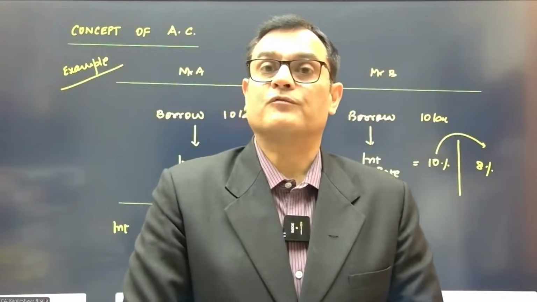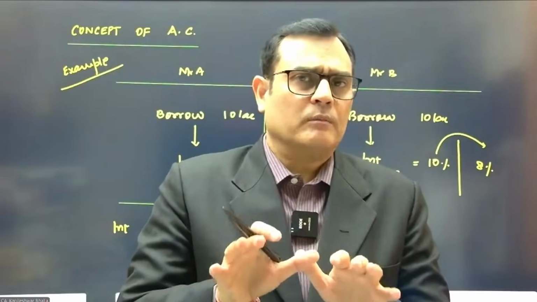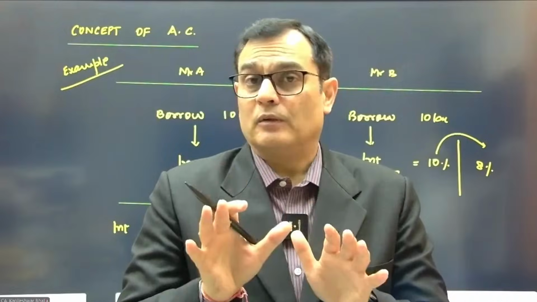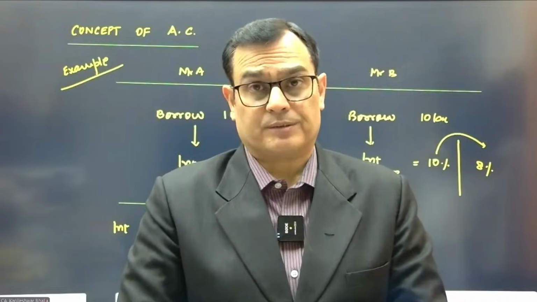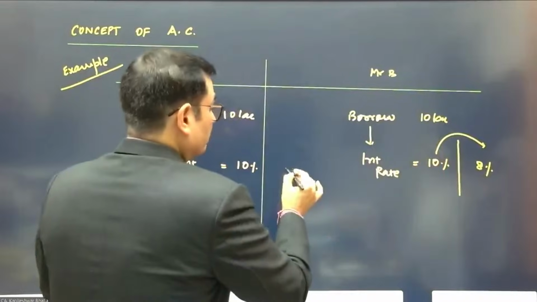Why don't you want to suffer a loss of 2%? So Mr. B says, no worries, sir. You accommodate me so that you take 2% less every year. What I'll do, I'll compensate you this loss. He says, sir, I will compensate you this loss. How will I compensate you?